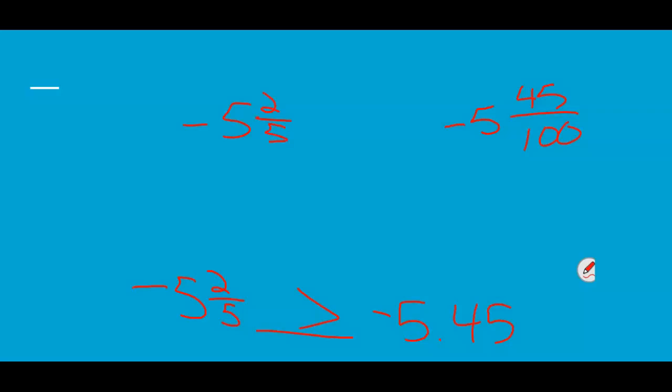How do you change 2/5 to have a common denominator? Liam? Not 25. Multiply it by 20. Yep, 20 over 20. You get 40 hundredths. So what you're really comparing is negative 5 and 40 hundredths compared to negative 5 and 45 hundredths.